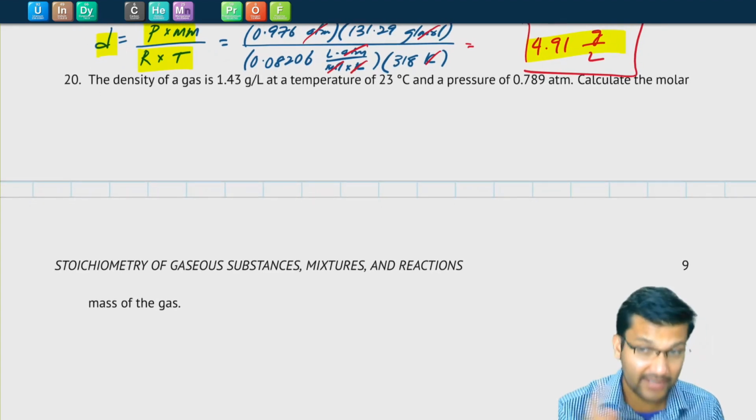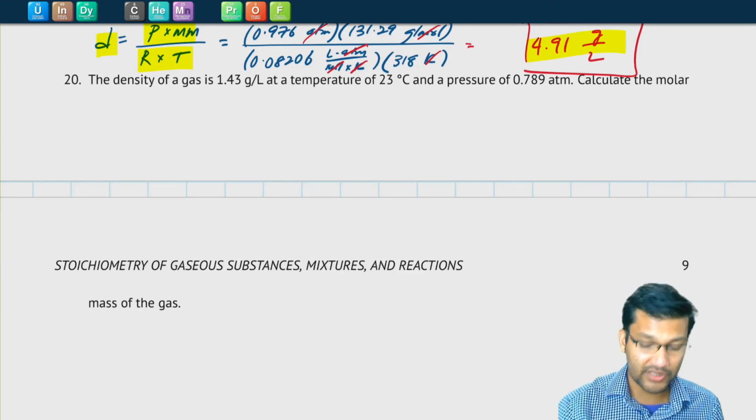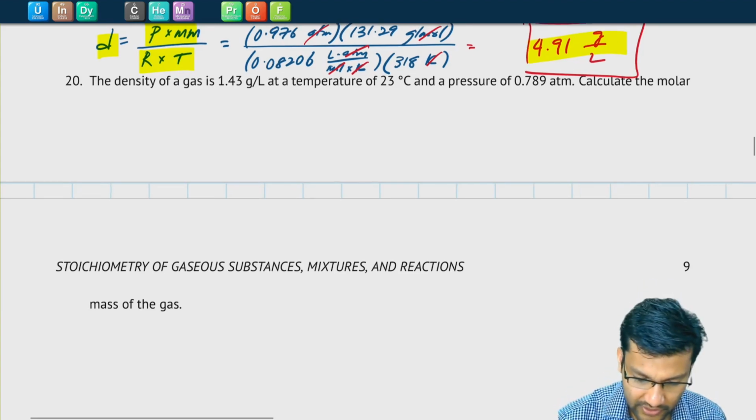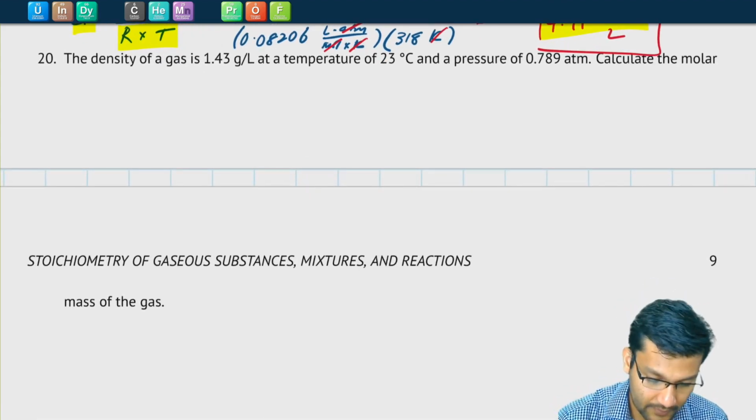All right, if you haven't tried number 20 yet, please try it on your own first. It's a little bit different, and let's see what you get.